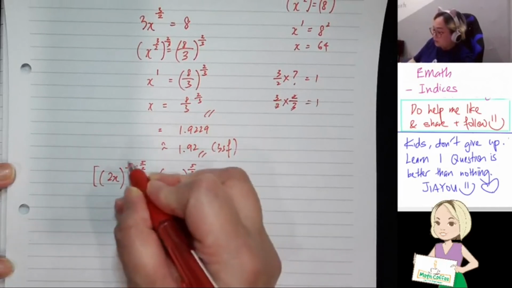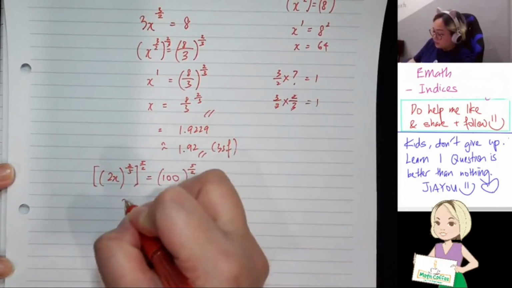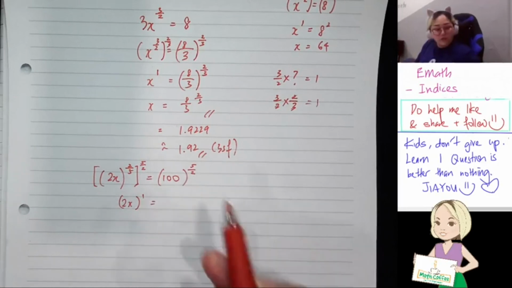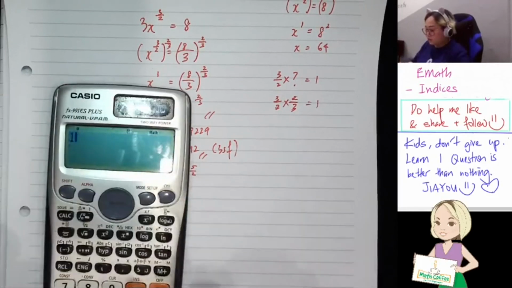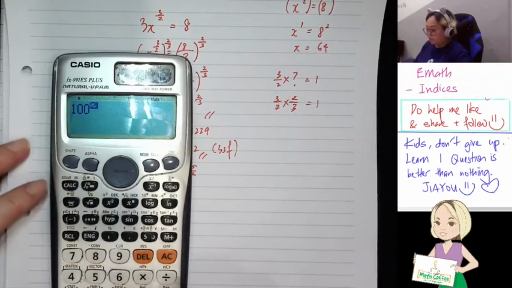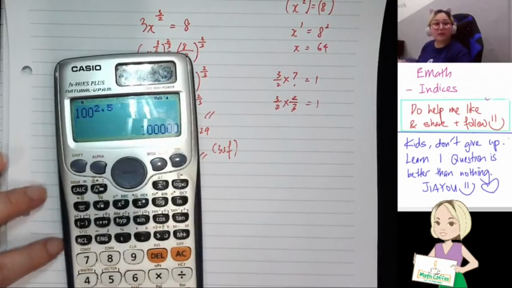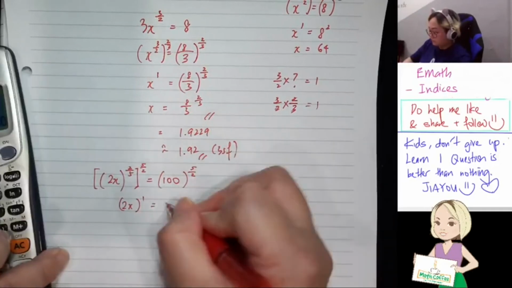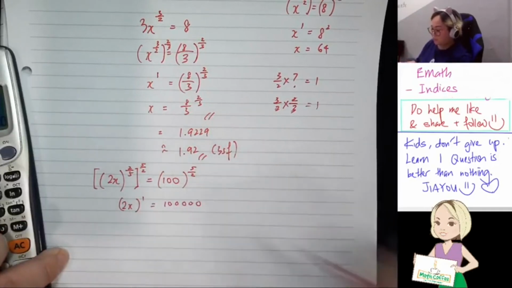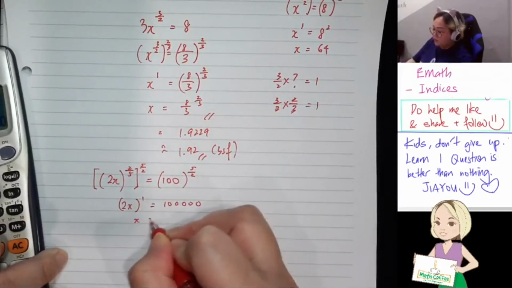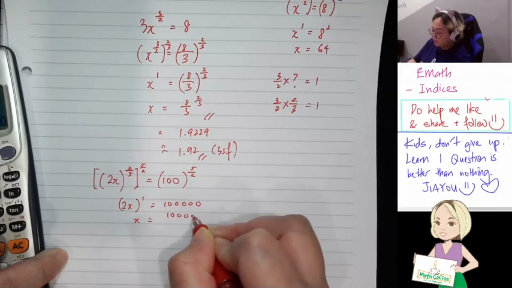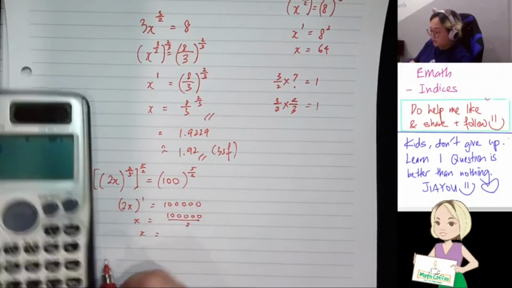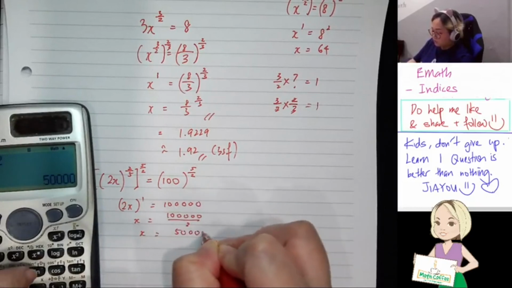So now 2/5 times 5/2 is 1. So it becomes just 2x to the power of 1 equals to this one. You can just press a calculator for 100 to the power of 2.5. 5 over 2 and 2.5 is the same thing. So it's 100,000. So in the end, my x is just 100,000 divided by 2, which is 50,000. Done.